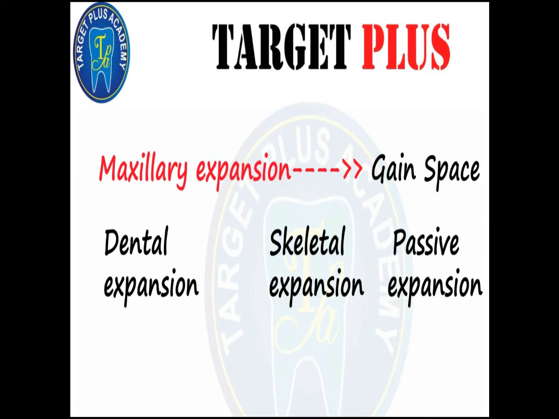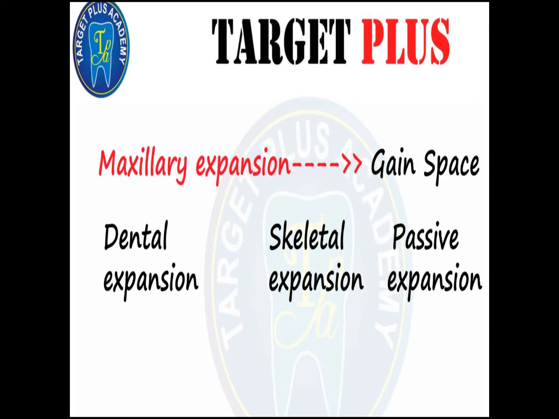Now the orthodontic or dental expansion. Remember, this type of expansion is produced by various removable expansion plates and conventional fixed appliances. This type of expansion results in lateral tipping of the crown and lingual tipping of the roots.